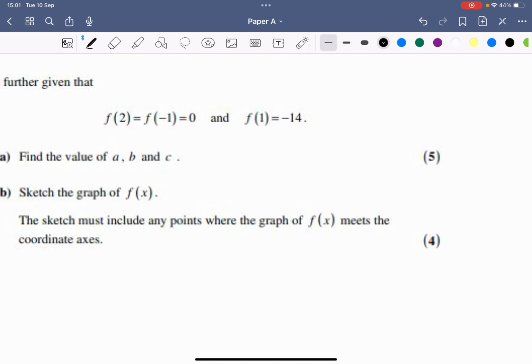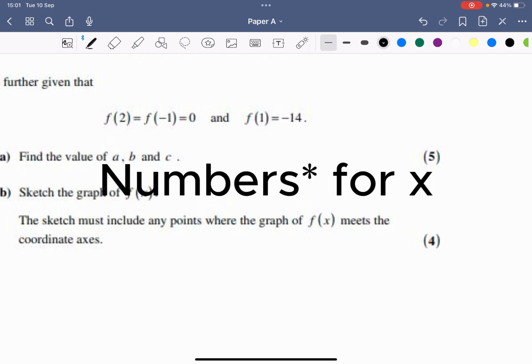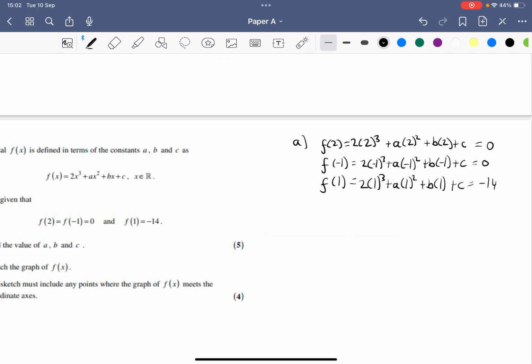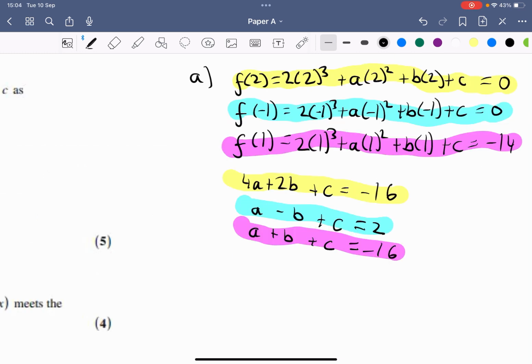They've given us f of 2 equals something, so that's one equation. F of minus 1 equals something, that's another equation. And f of 1 equals something, so that's a third equation. So that's how we get our 3 equations. I'm going to sub in each of these individual values for x and get my 3 equations. Here's our 3 equations after we sub everything in. Now I just need to simplify these equations, so I'm going to do that now. Now that we have our 3 equations, I can just put these into the equation solver in the calculator, and I get, okay, so that's our answer to part A.